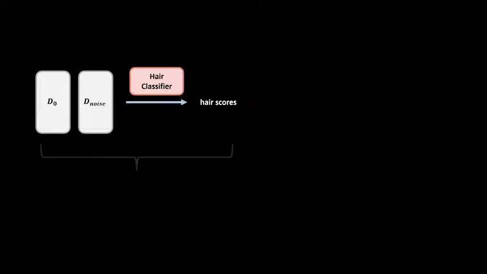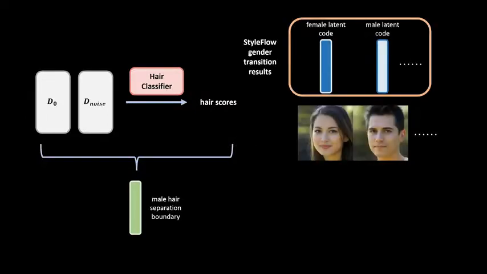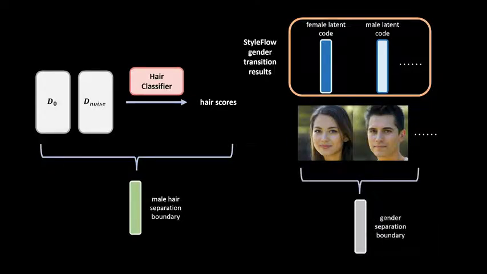Before training, we first perform data preparation. We first randomly sample two latent code datasets, D0 and Dnoise, and get their hair scores through a hair classifier. Then, we leverage the datasets and hair scores to train a male hair separation boundary. We then use the gender transition results of StyleFlow to train a gender separation boundary.